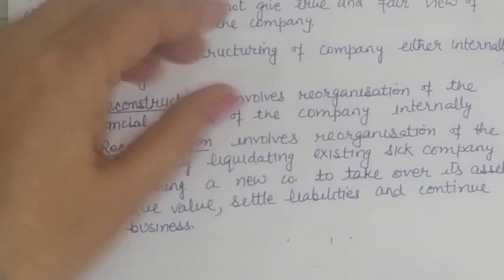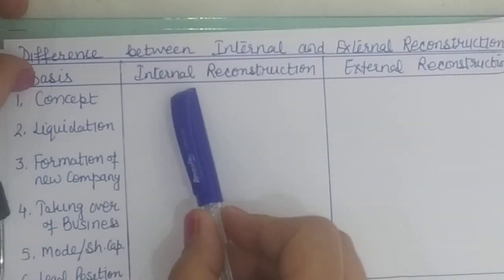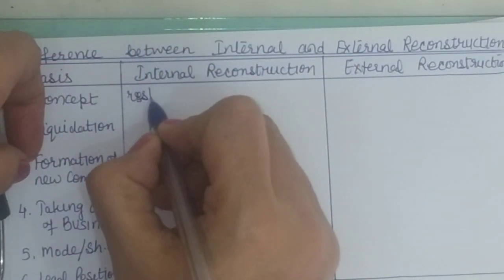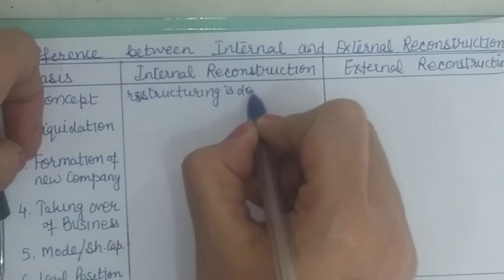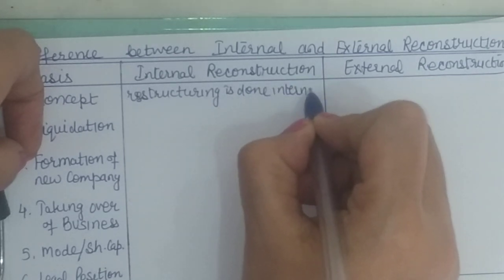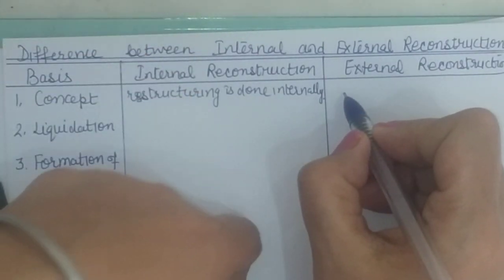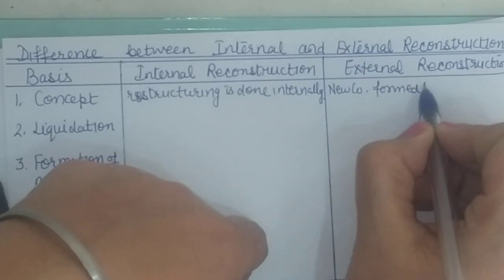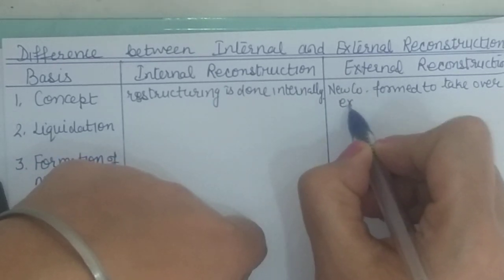So internal and external reconstruction are different in the sense that, number one, the concept is different. The concept is that in internal reconstruction, the restructuring is done internally. So within the same company's books, values change. External reconstruction implies a new company is formed to take over the existing company.